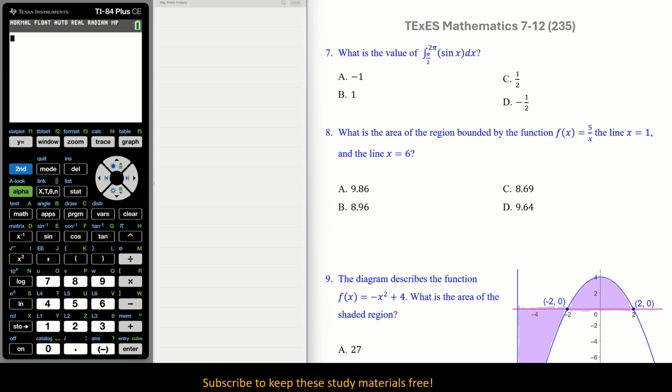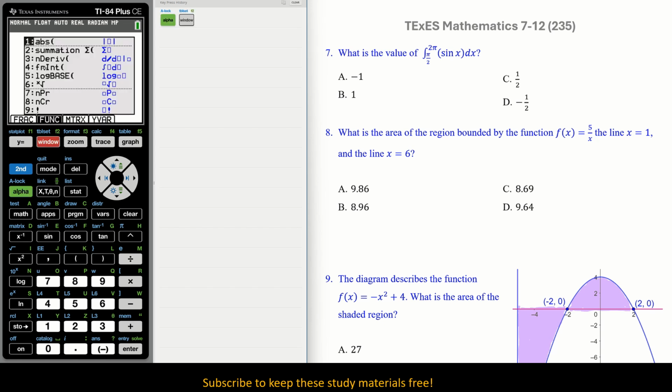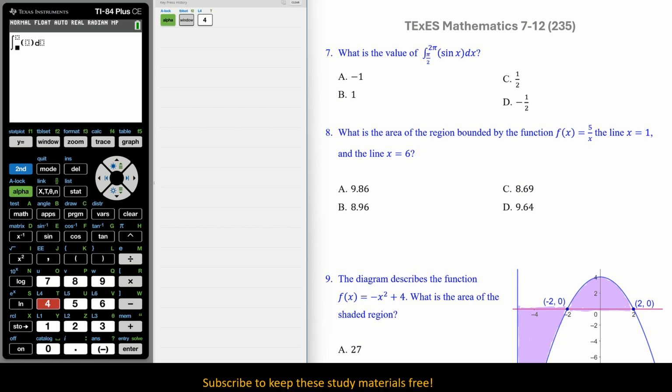For number 7, what is the value of this integral? Okay, so we do exactly the same thing we did for number 6. So we push alpha window, and number 4 is the option we want. Okay, now we need to enter this as we see it. You must enter the pi over 2. Okay, so use second caret up, and then divide by 2.